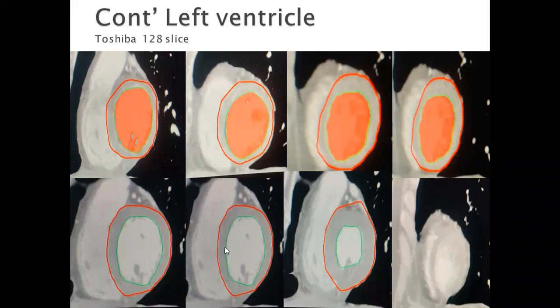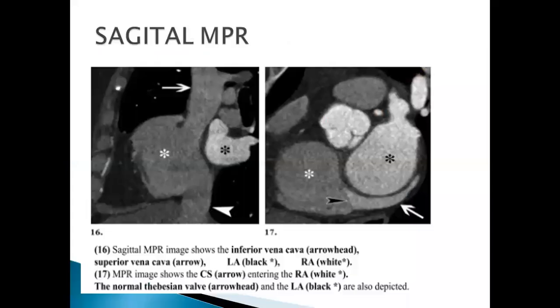Same here, the inner part you outline, and the outer part you outline. Just like that, till you reach the superior aspect, right before you reach the valves. Remember not to use the slice that has valves in it, because it's going to affect your results and give you wrong data.